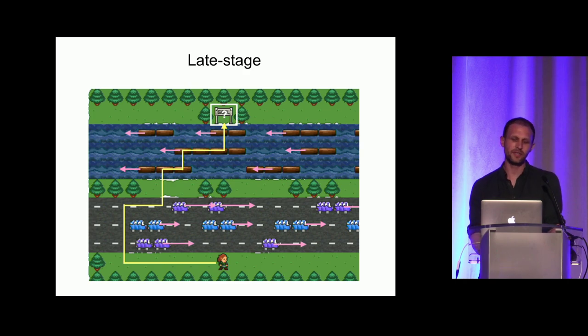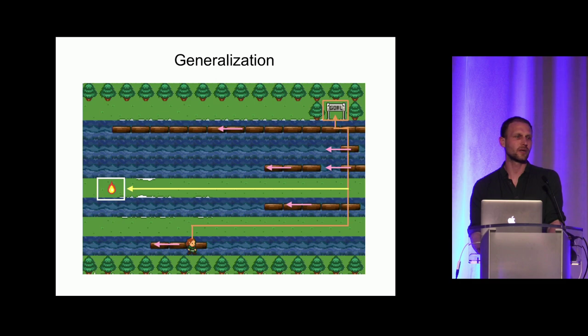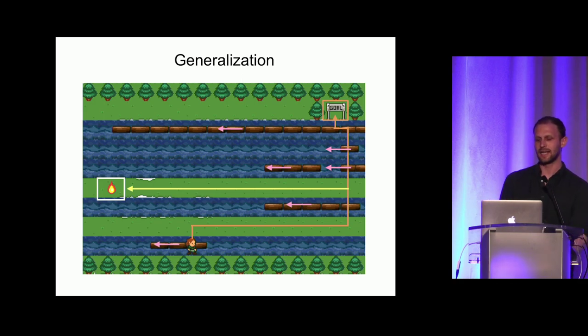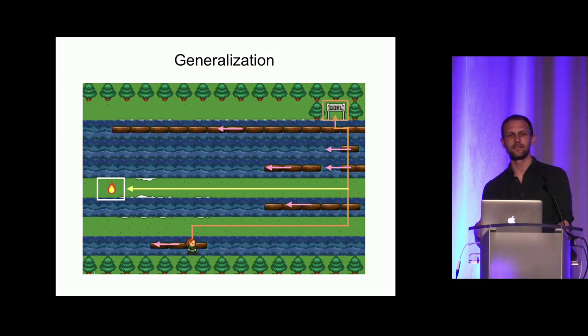And one thing that you can do with this is, once you've learned this kind of theory, you can generalize it to actually quite different layouts. So for example, here's a layout that looks totally different. It has some familiar objects, like the goal sign, the water, the logs, and so on. But there's also a new object, which is the fire, and the agent knows that it has to go and check out that fire and learn what it does. And so it can invoke new exploratory bonuses even in levels where it has a lot of knowledge already.